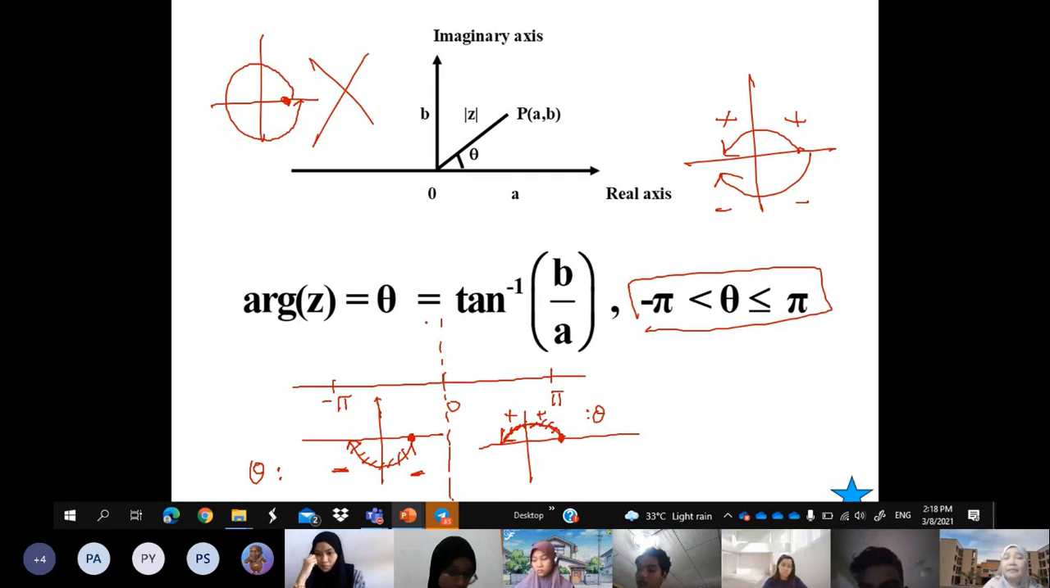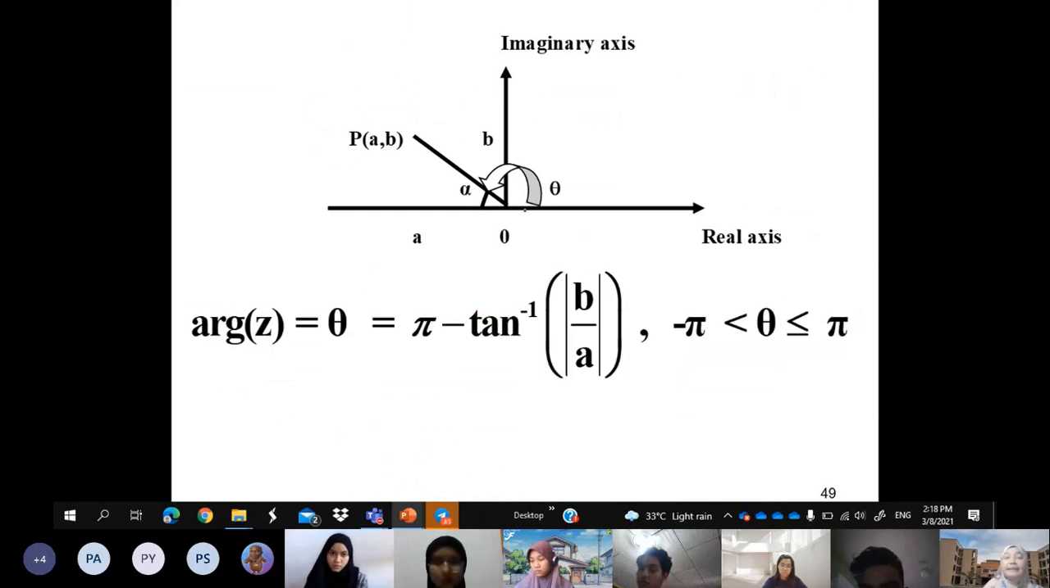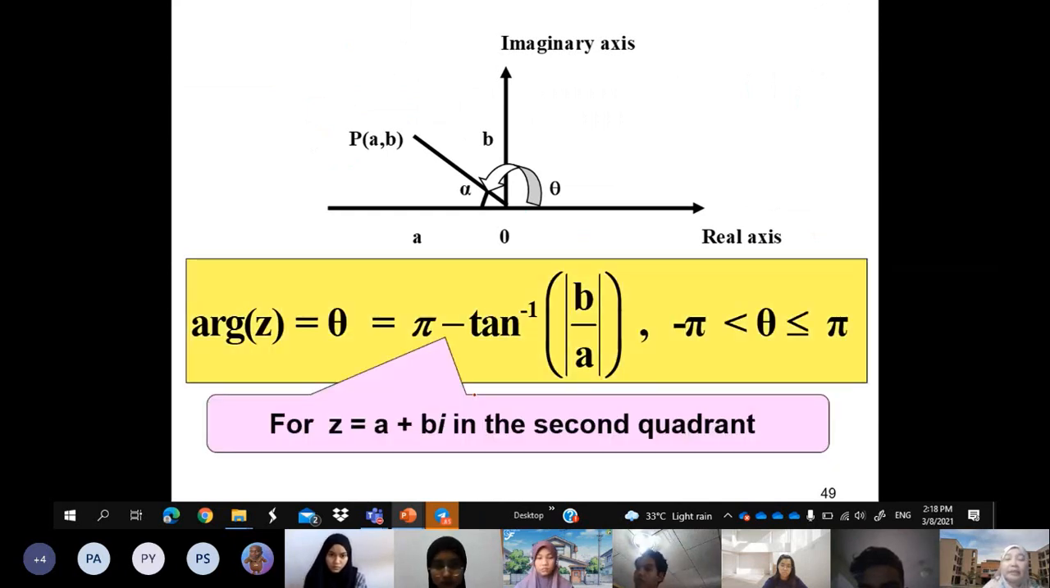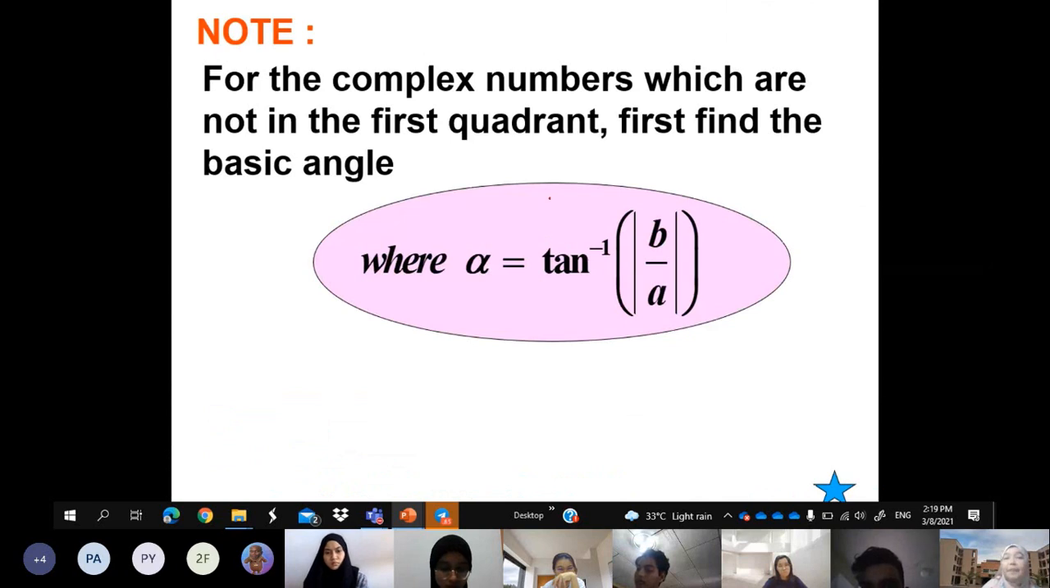To find theta, you have to find the basic angle first. Later we discuss the second quadrant: theta is equal to pi minus alpha. What is alpha? Alpha is the basic angle, the acute angle, equal to tangent inverse of y over x, that is b over a. In the first quadrant, theta is equal to alpha.